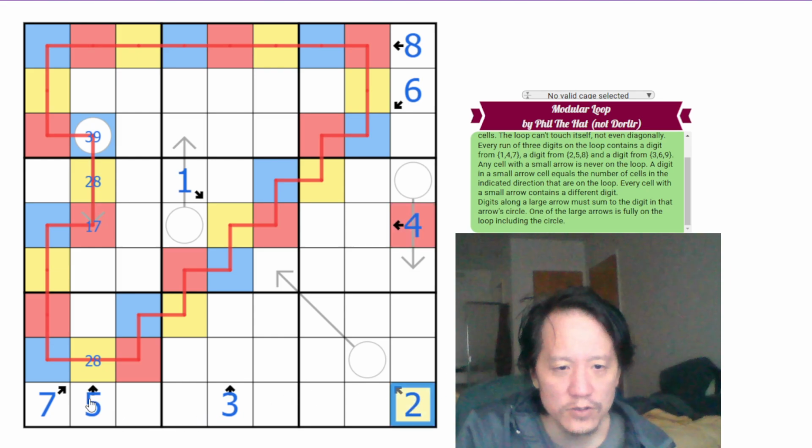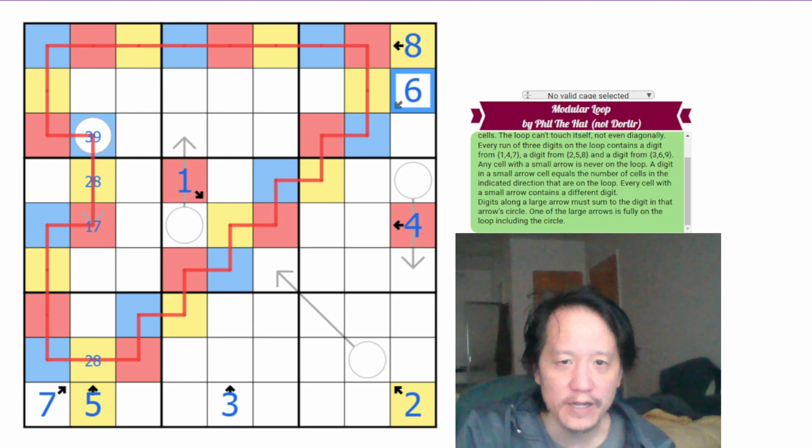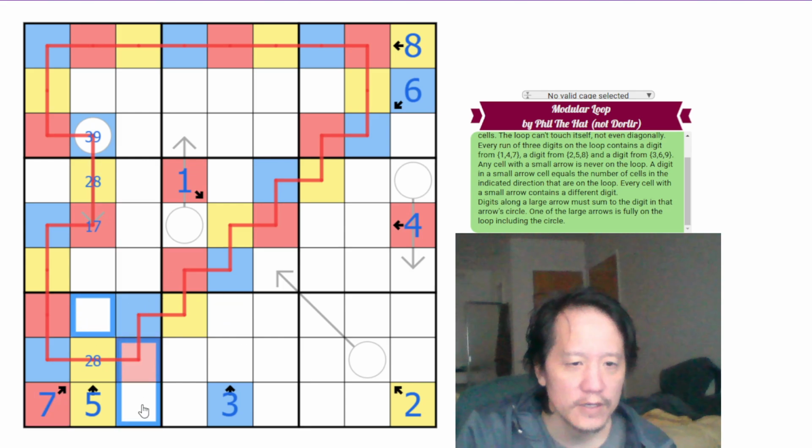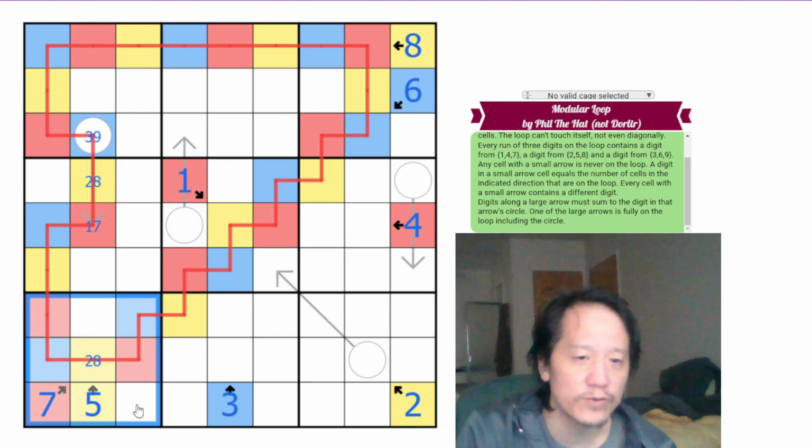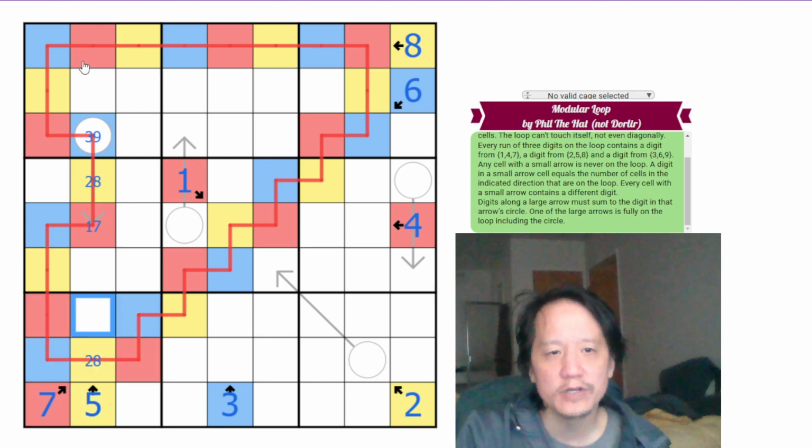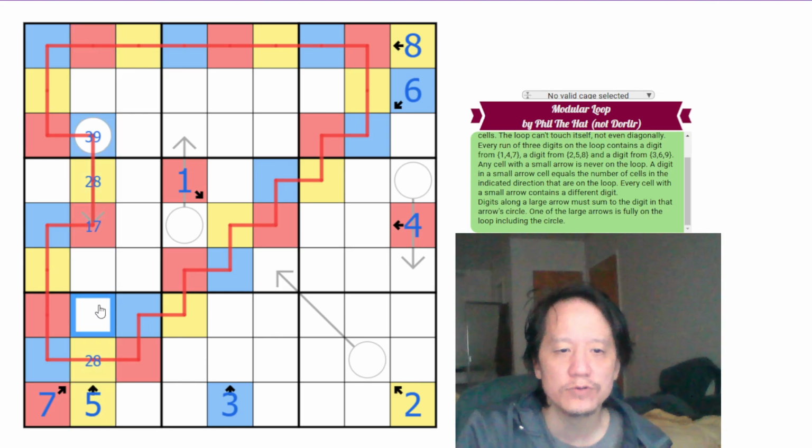Blue is yellow. 2 is yellow. 5 is yellow. 8 is yellow. 1 is red. 3, 6, and 9 are blue. And 7 is red. Okay, so then, let's start coloring. In box 7, we have 3 reds, so we now need a blue and a yellow. This cannot be yellow because we have 3 yellows in column 2. So this has to be blue, this has to be yellow.